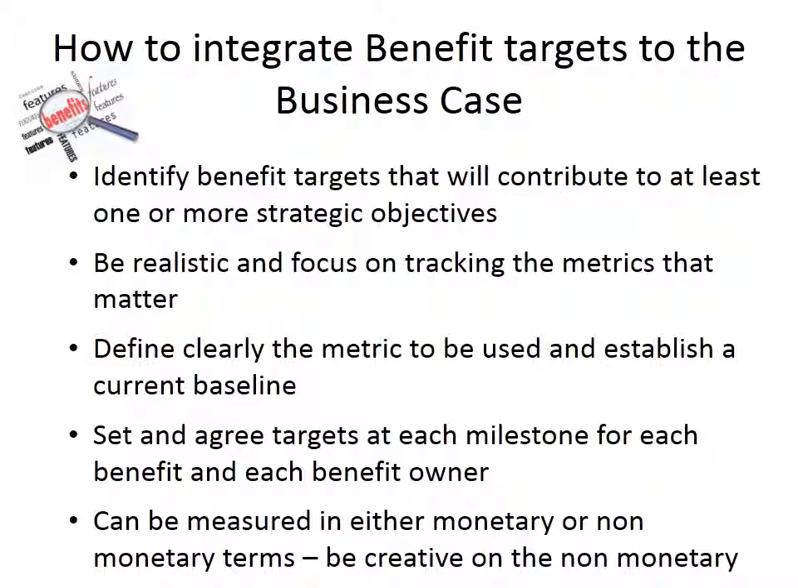All right. So now we've identified the metrics that really matter. We know how we'll track those metrics. We need to set an agreed target, and it can be at different times, at different milestones of the project. And more importantly, identify a person responsible for this benefit, the benefit owner, and agree with them that this is the right level, a realistic target, the right level of value that we can achieve. Honestly, that's the most difficult part.